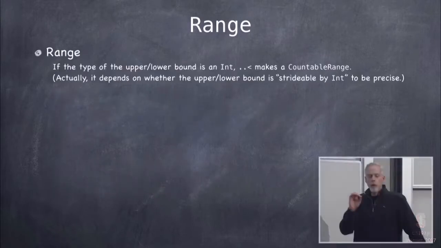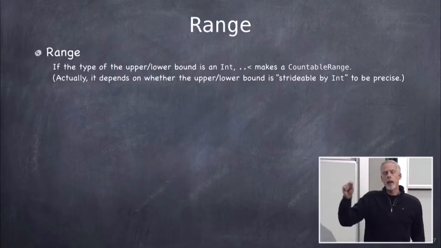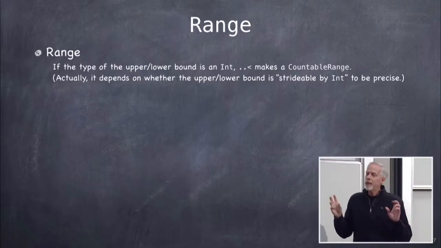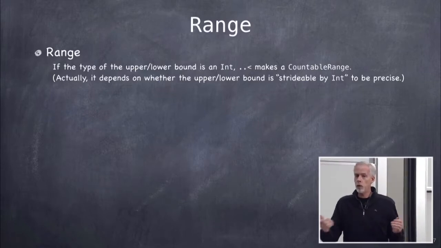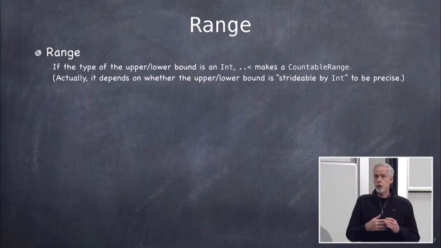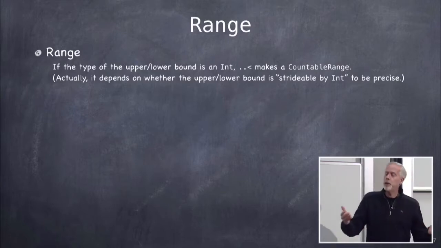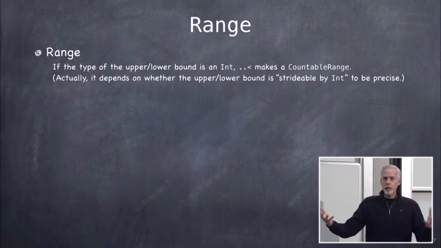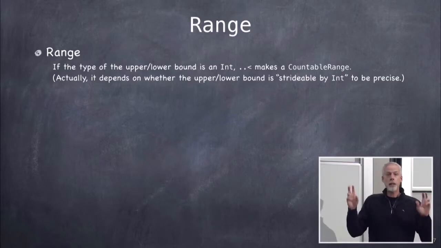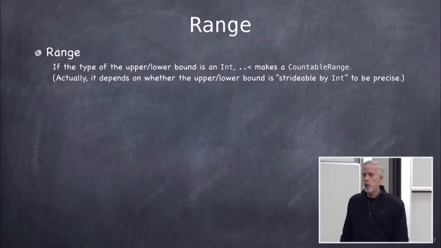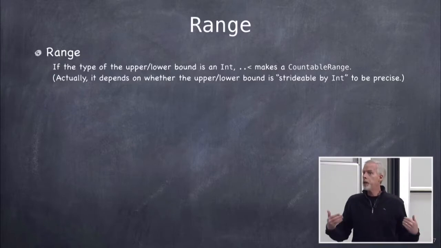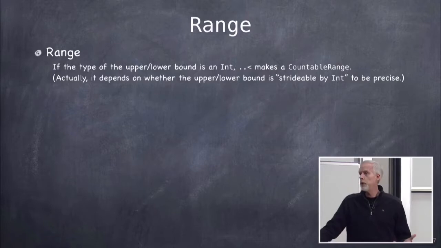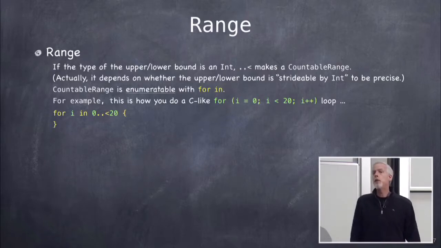If the type of the range that you create with ... less than or ... if that type is an int, actually if it's stridable by int, so it's not going to be floats, but I'm not really prepared to talk to you about stridable, but let's just say if the range has ints on either end, so it's a range from 2 to 7, for example, then it automatically creates that countable range, that more capable range. And so that range then becomes what's called a sequence. And sequences can be iterated through or enumerated, and the way you do that is with for in.